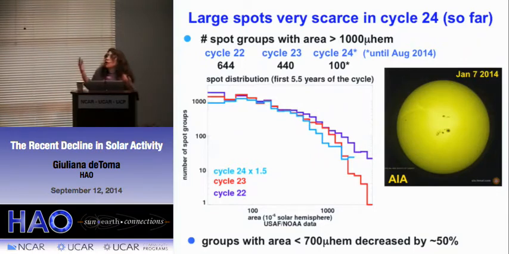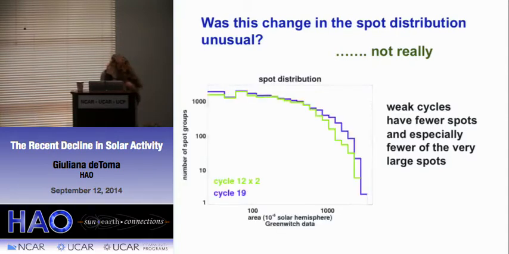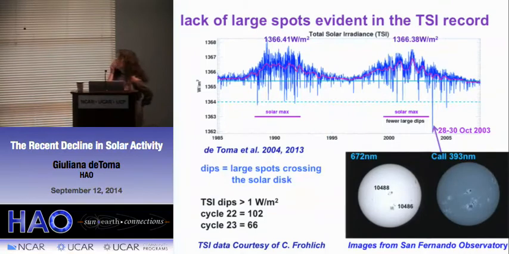Now, you can wonder, is this change in the distribution really something unusual? Is something strange going on in cycle 24? And the answer is not really. If we look at the historical Greenwich record, weak cycles have fewer spots and especially fewer of the larger spots. What I'm showing here is the same kind of distribution analysis for cycles 19 and 12. Cycle 19 is the strongest cycle on record, and cycle 12 is a very weak cycle. In this case, I need to multiply by 2, not 1.5, to match these two curves, but still I can't quite get to the level of cycle 19 in the tail of the distribution. So one interesting thing to ask is what this means for irradiance.